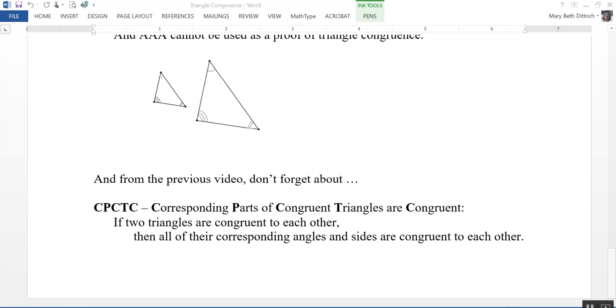And from the previous video, don't forget about CPCTC. Corresponding parts of congruent triangles are congruent. If two triangles are congruent to each other, then all of their corresponding angles and corresponding sides are congruent to each other. So in this video, we took a look at triangle congruence theorems. Four of them that work, two of them that don't, and one of my favorites, CPCTC.